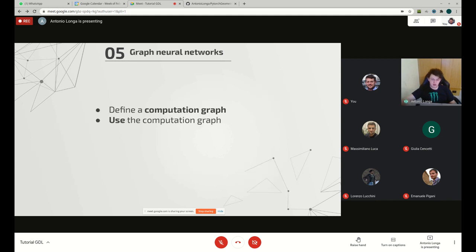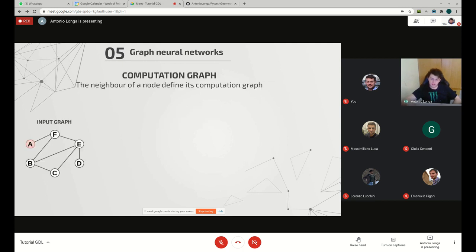Okay, we are going to present the graph neural networks. First of all, we have to define the so-called computation graph. And then we are going to use the computation graph to infer something from the graph. Okay, what is the computation graph? The neighborhood of a node defines its computation graph. What does it mean? Just take this example. We want to make some inference on the node A, the red node in the slide.